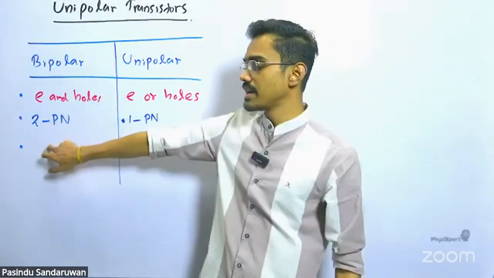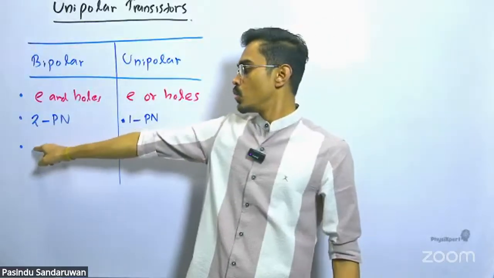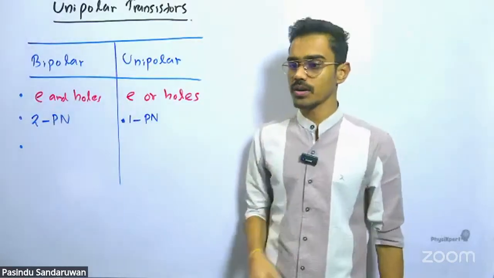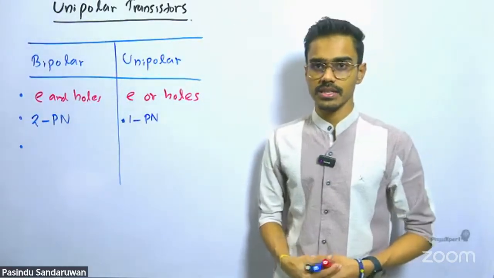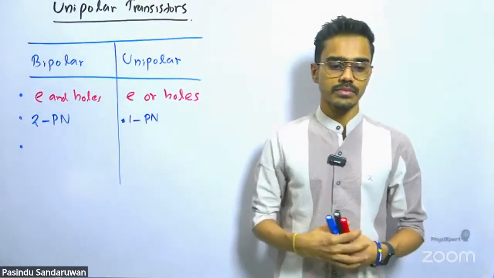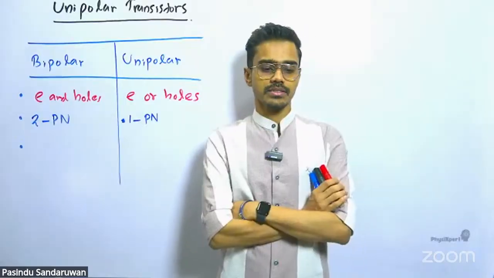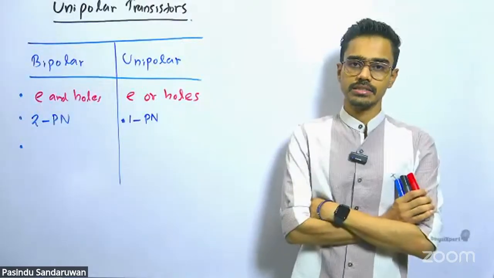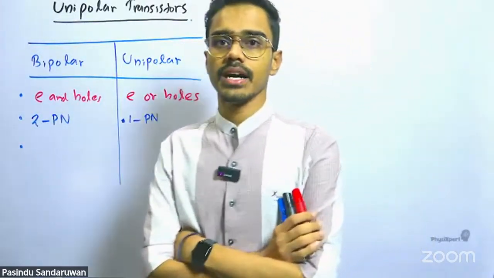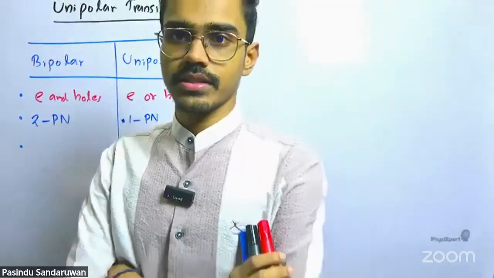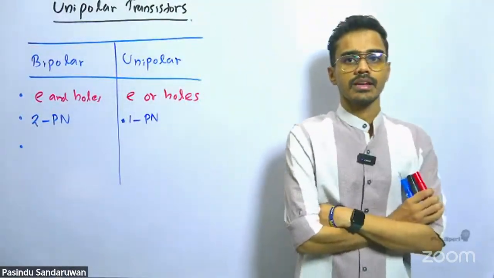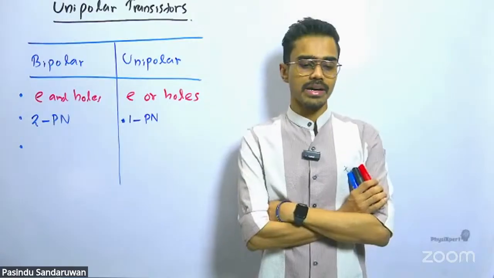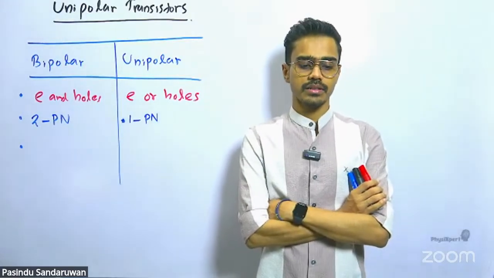Right? On the bipolar side, write down: one PN junction is forward biased and the other is reverse biased.